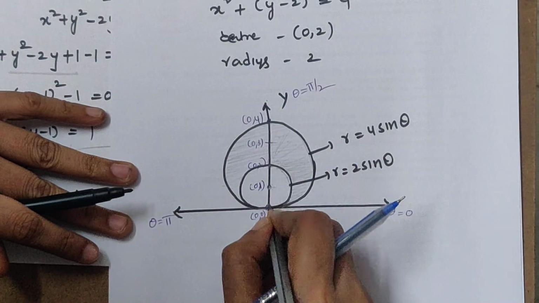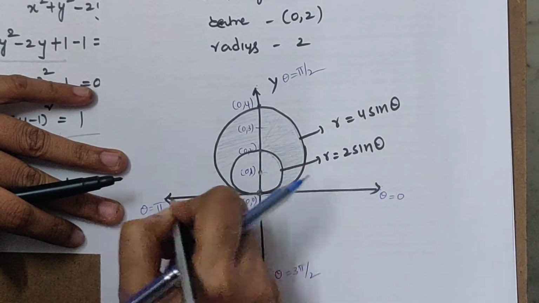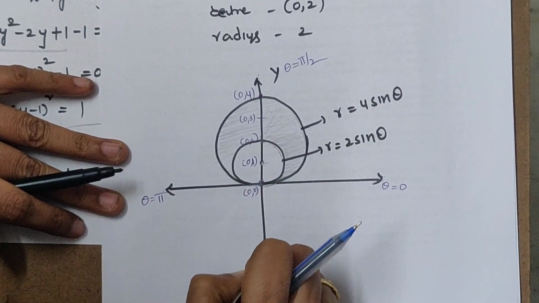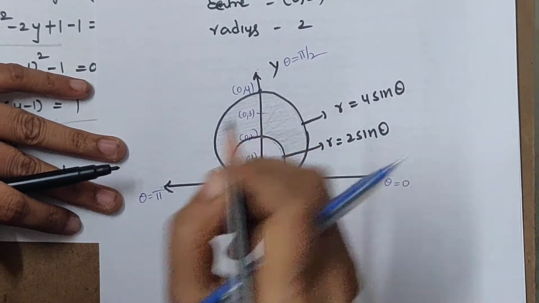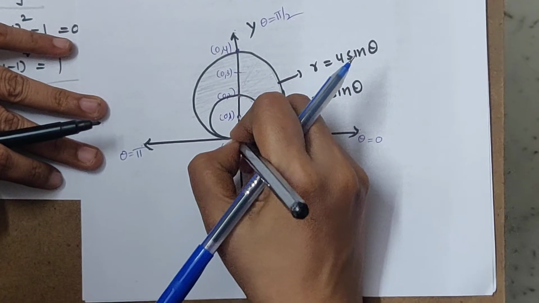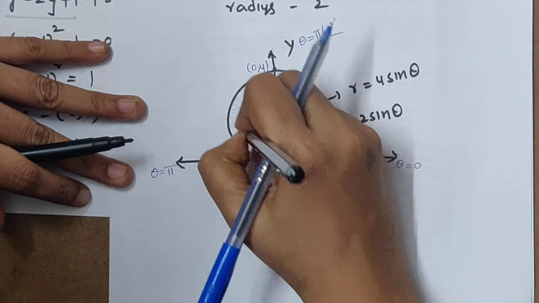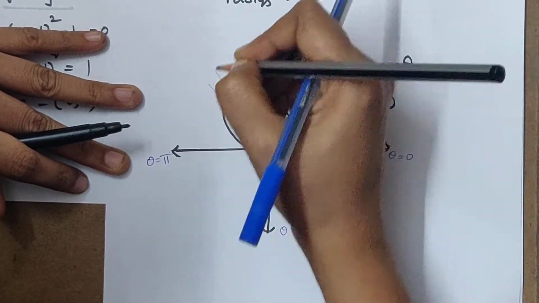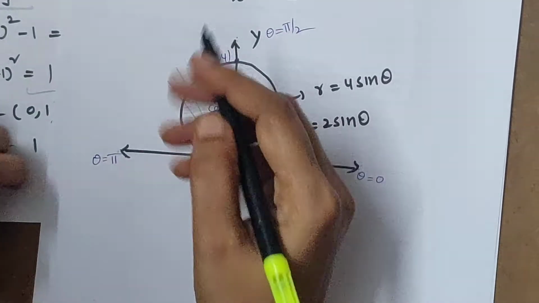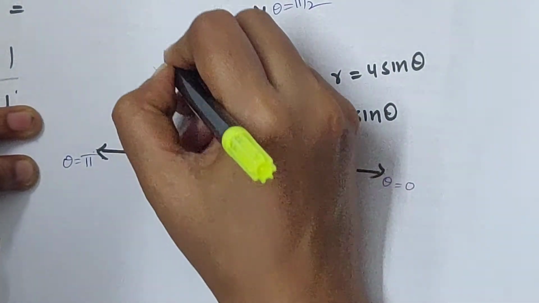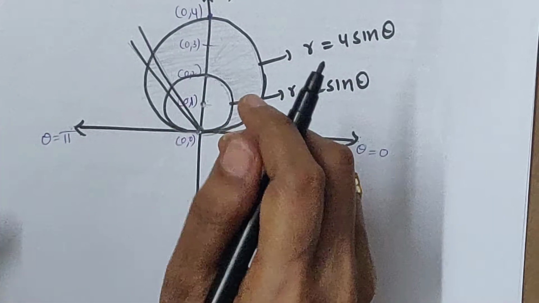Radius vector means here theta equal to 0 is one radius vector, theta pi by 2 another radius vector, theta pi, theta 3 pi by 2. So a radius vector always starts from the origin, that is from the pole. So consider one radius vector starting from the origin and passing through the region of integration.